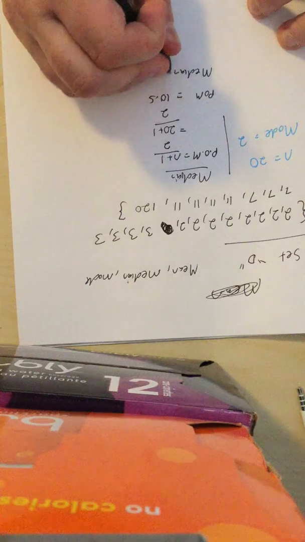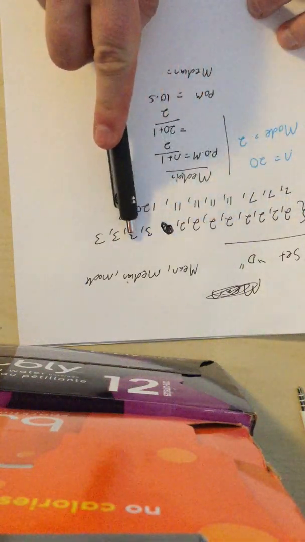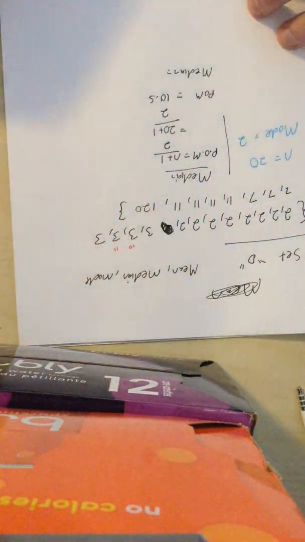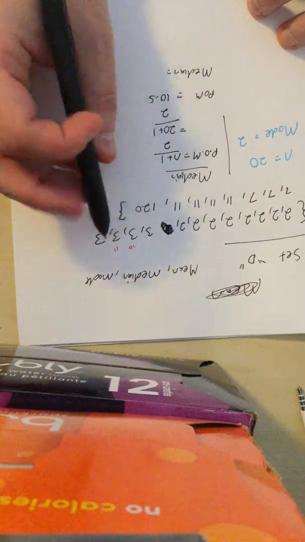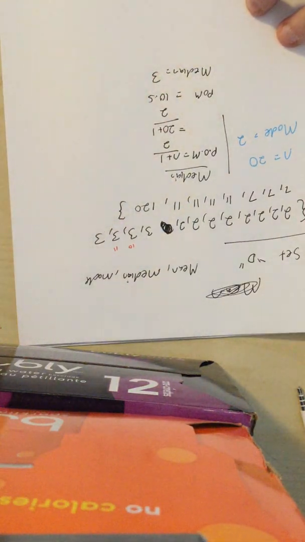The actual median is 1, 2, 3, 4, 5, 6, 7, 8, 9, 10. So this is the 10th number, that's the 11th number, and it's going to be the average between those two numbers, and the average of 3 and 3 is 3. So the median is 3.